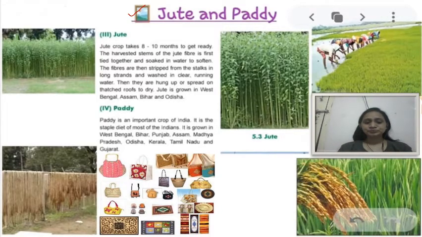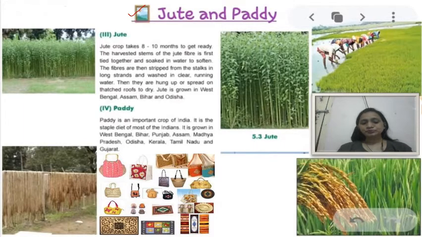Okay, then comes the paddy. Paddy is an important crop of India. Paddy means rice. It is the staple diet of most of the Indians. It is grown in West Bengal, Bihar, Punjab, Assam, Madhya Pradesh, Odisha, Kerala, Tamil Nadu and Gujarat.